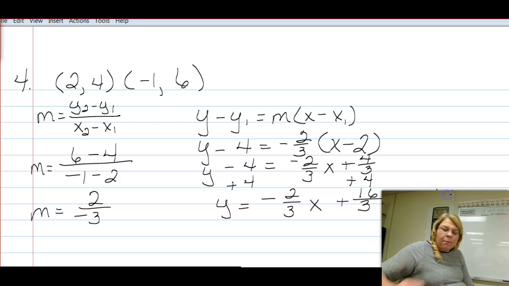The question asks for standard form. For me to go from this to standard form, I need to get x and y together, I need to have no fractions, and the x needs to be positive. So I am going to add 2/3 x to both sides.